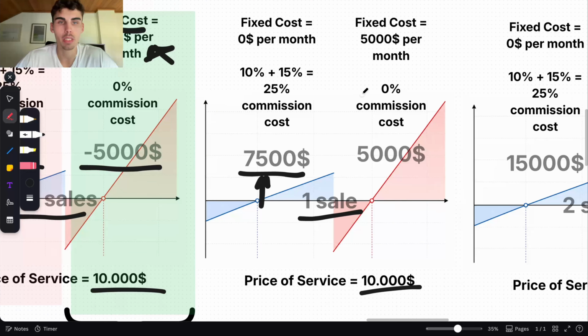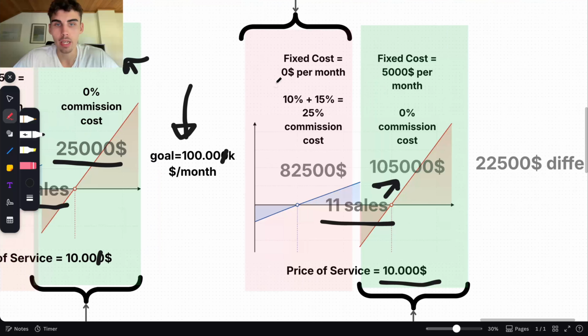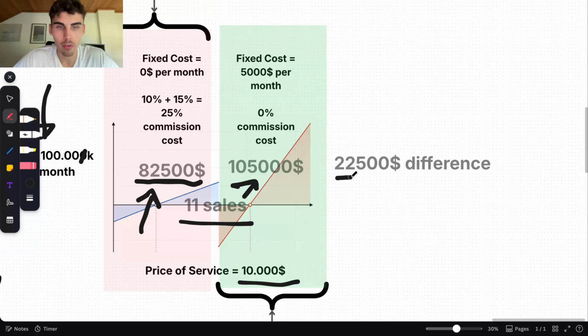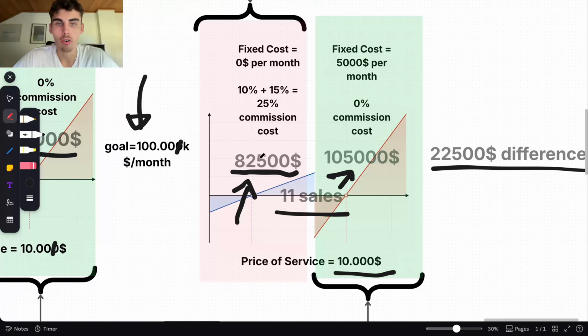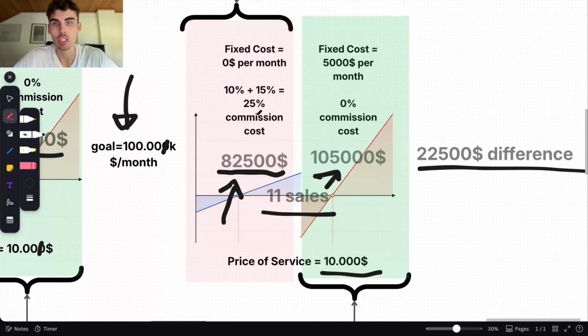Now, if we make 11 sales, and the price is still $10,000 a month, we can see that this business on the right here is now going to make $105,000, which gets us to our goal because we're going to make 11 sales. That's going to be 110 grand minus 5K. That's going to be 105K. But the business on the left is going to make again 110K minus 25% commission, and that's going to be $82,500. And that is going to make $22,500 less just because of the structure of our business. This business is going to make way less than this one just because we decided on a different structure of how we want to incur costs.